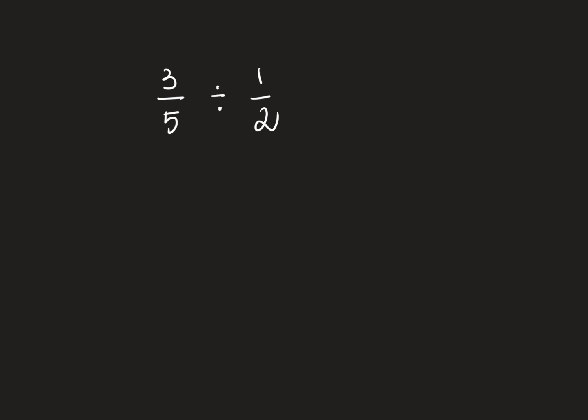Okay, so hopefully you kept that one the same. What do we do to the division? We times. And what do we do to the 1 over 2? We change it to 2 over 1. And then it's just a simple multiplication problem.